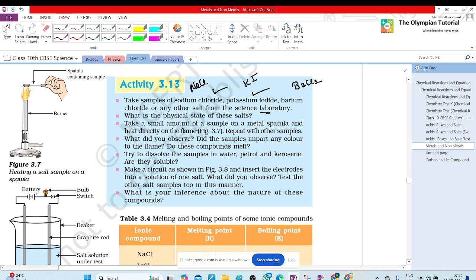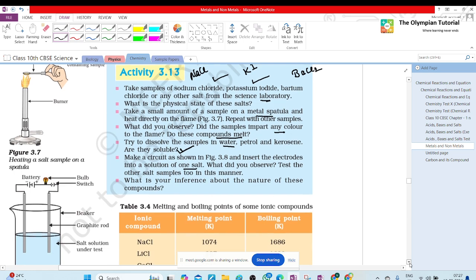So a small amount of sample on a metal spatula and heat directly on the flame. Repeat with other samples. What did you observe? Did the samples impart any color to the flame? Do these compounds melt? Try to dissolve the sample in water, petrol, kerosene. Are they soluble? Circuit, insert the electrodes into the solution of one salt. What did you observe? Test the other salt samples in this manner.